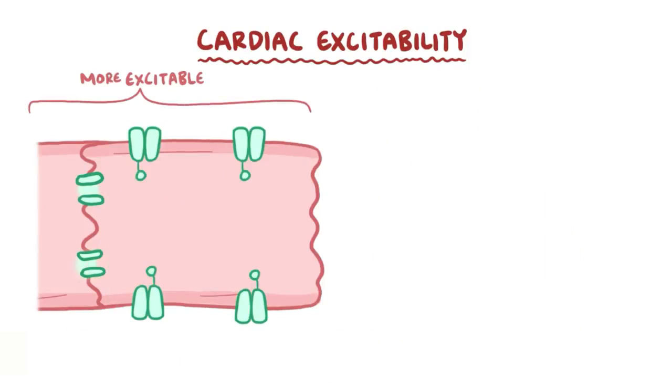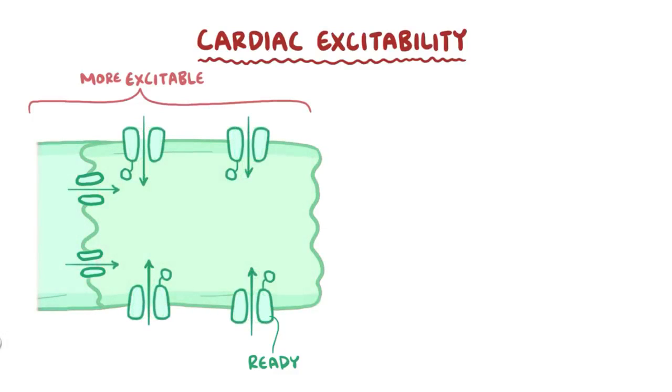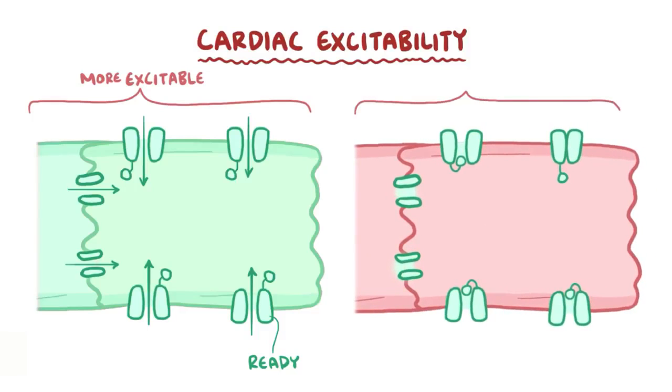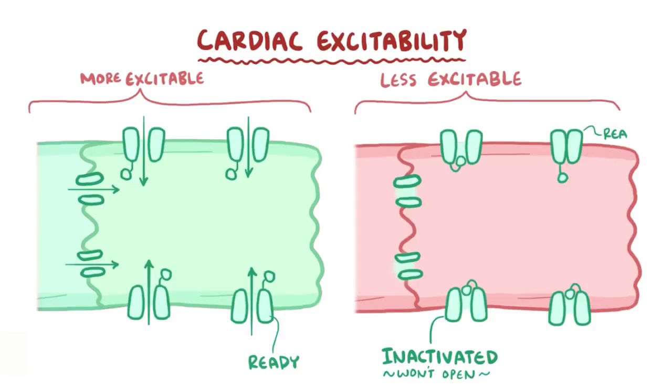A more excitable cell might have more of its sodium ion channels in the ready state. And even if there was a relatively weak current of ions flowing in, the cell might still easily depolarize. On the other hand, a less excitable cell might have most of its sodium ion channels inactivated, meaning they won't open in response to stimuli. And this is represented by this little ball being stuck in the opening. And maybe only a few of them are actually ready. And so this cell would need a strong current of ions to flow in before it depolarized.